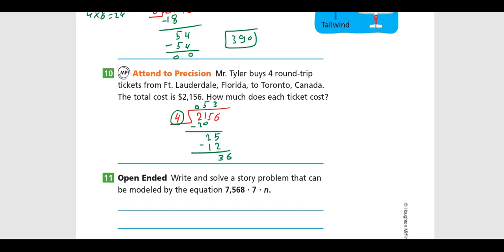Copy down 6. How many 4 in 36? It's 9. 9 times 4 is 36. Subtract, it will be 0, 0. So it will be $539.